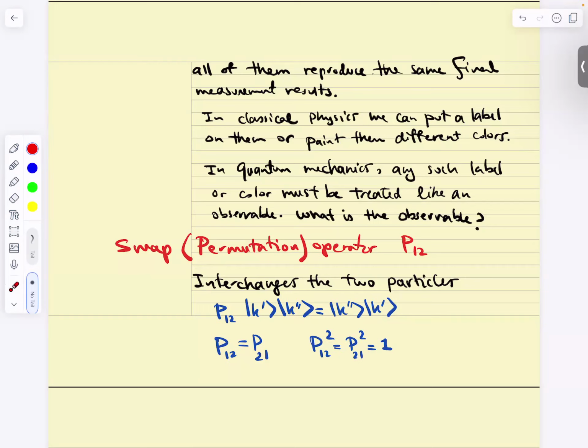Is this a unitary? Is this self-adjoint? Well, think about that. This is an observable. Swapping 1 and 2 is the same as swapping 2 and 1. Swapping 1 and 2 and its inverse are also the same. And they all square to 1. If you swap twice, you're backwards. Good.